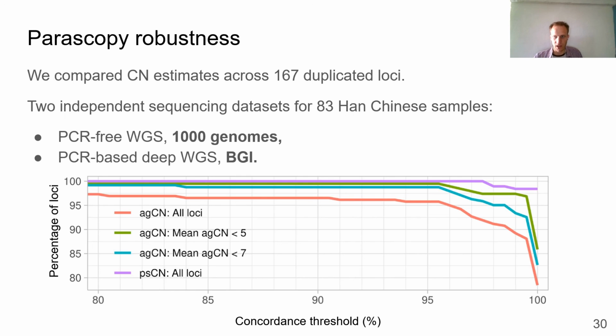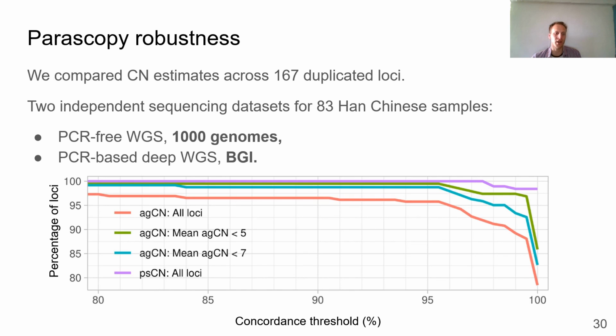If you look at the red line, it shows all of these loci, the y-axis is the percentage of loci, and the x-axis is the concordance threshold. For a reasonable concordance threshold, more than 95% of loci are concordant. However, if we limit the loci and only take loci with low copy number, such as 2 repeat copies or 3 repeat copies, the percentage of loci that are concordant across the two sequencing datasets is now close to 100%, if you look at the green and cyan lines.